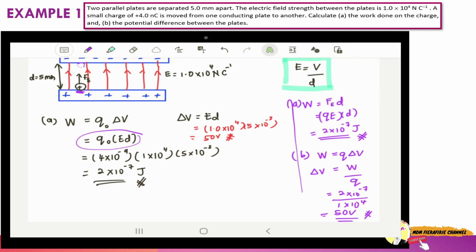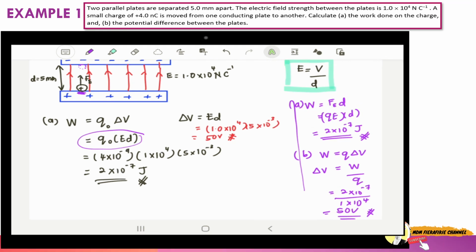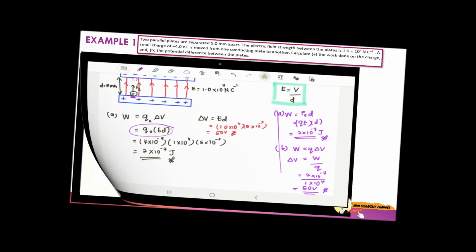Do you remember we learned in chapter 5, last semester, W is equal to FD cos theta, and cos is equal to 0 because the direction of the electrostatic force here is the same direction as D. So the angle is equal to 0. So this comes from the work equation where work is equal to FD. This is also fine, you will get the same answer. Alright, let's move to the second example.